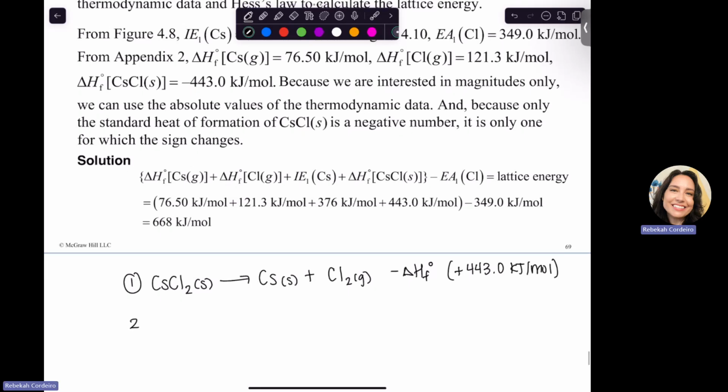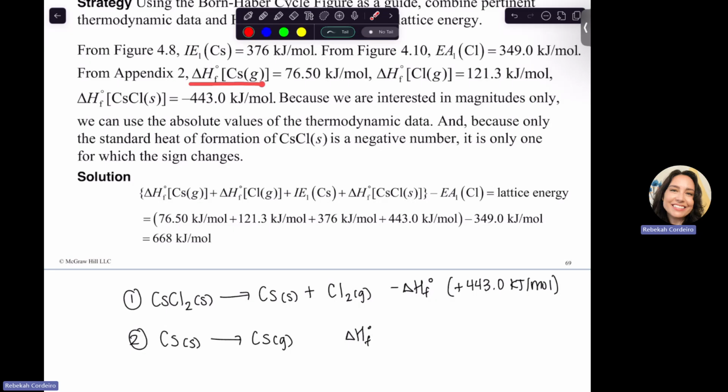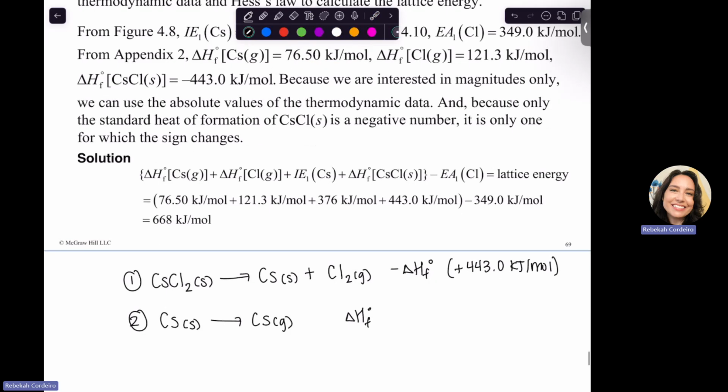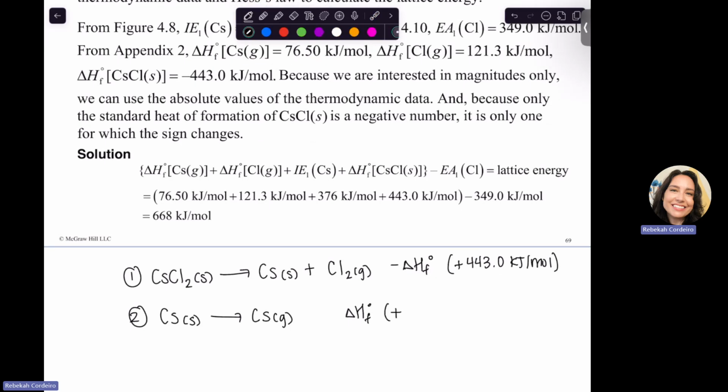Okay, then we're going to take our cesium and we're going to make it a gas. This is going to be the enthalpy of formation of cesium gas, which is given to us here. Enthalpy of formation of cesium gas is 76.50. And I'm just going to put a plus in front of it because it's already positive, and we don't need to flip that equation.